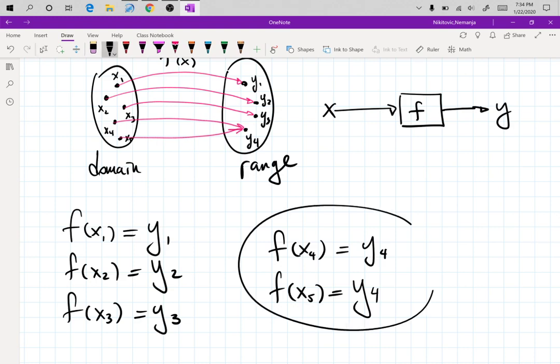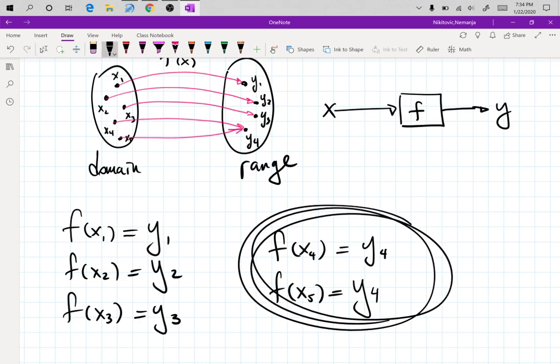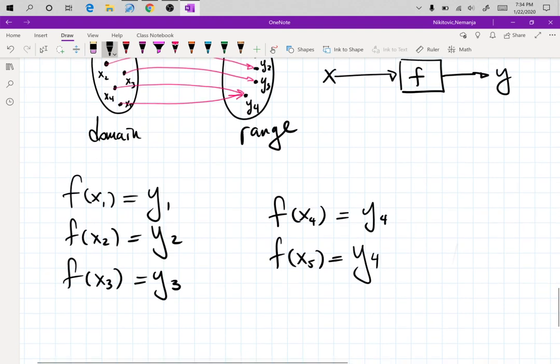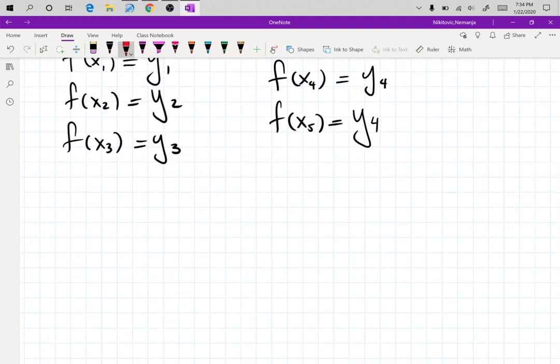Even though this happens here, uniqueness is still not violated. Okay? Because x4 will always give you y4 and x5 will always give you y4. So the values that x4 and x5 give are still unique to x4 and x5. Let's take a look at the bad case.